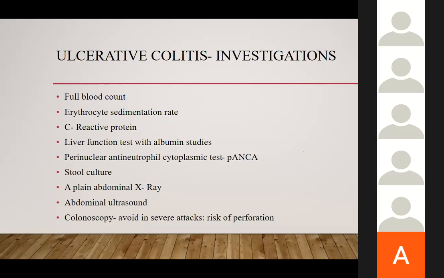Then an abdominal ultrasound. In severe attacks, as I said, try as much as possible to avoid putting an endoscope or a colonoscope in there, because there's a risk of perforation. Okay.